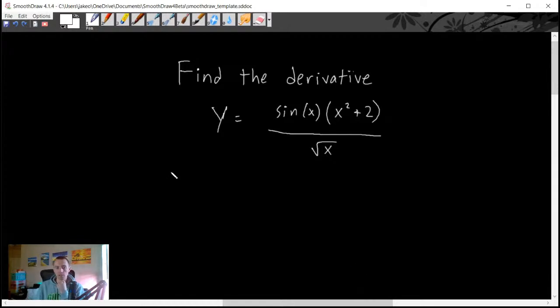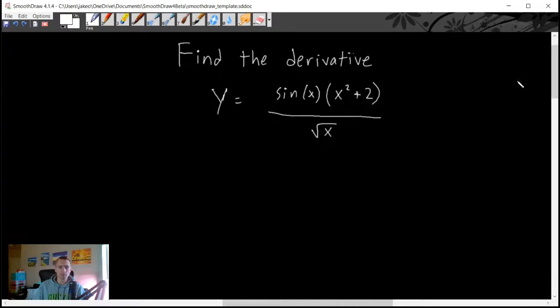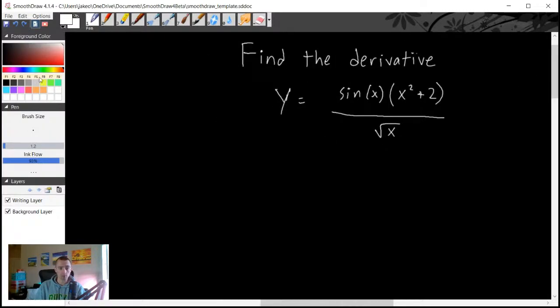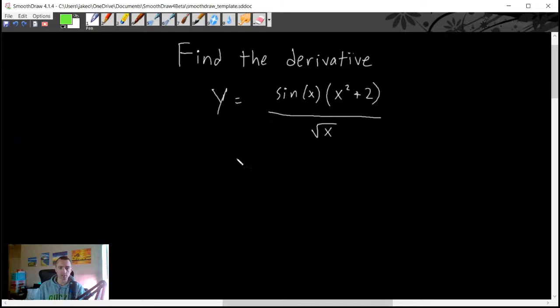All right, so this next example we're going to go over, we're going to find the derivative of y equals sine of x times x squared plus 2, all over the square root of x. So again, let's think about the order that we're doing this. I'm going to go through this one a little bit quicker than the last example because it's going to be a similar thought process.